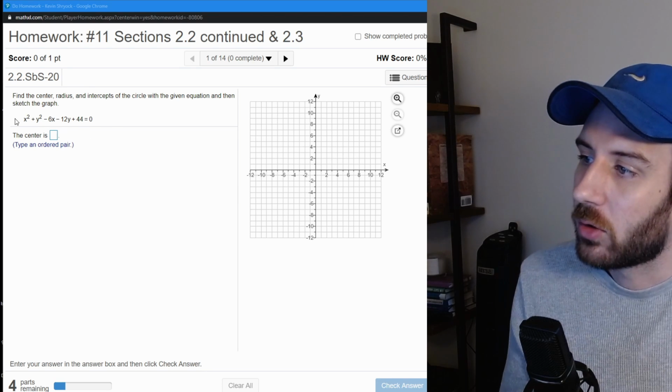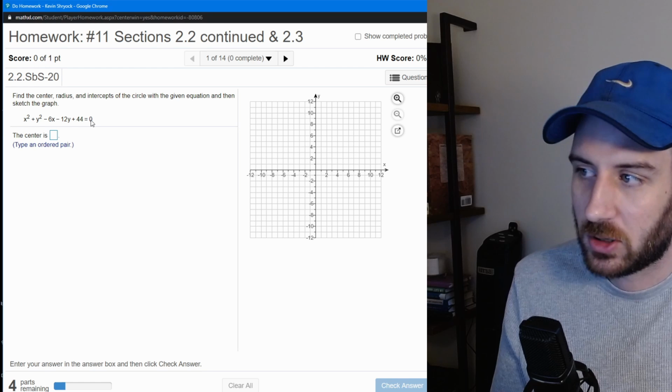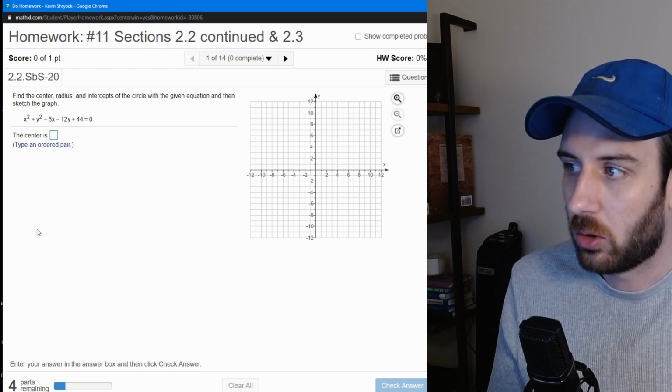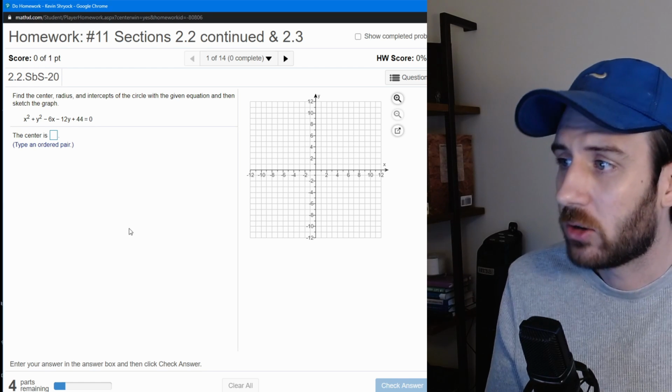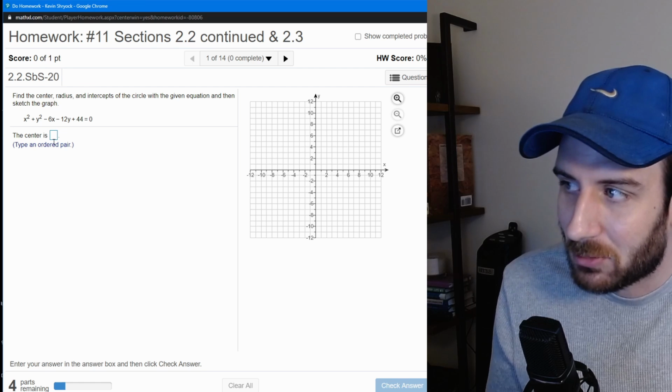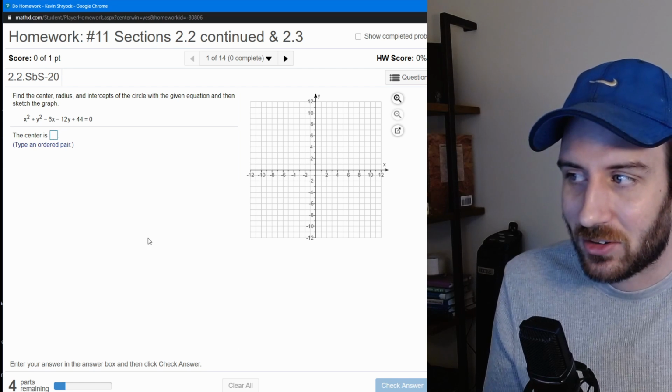So here we have an equation. It's an equation because I've got an equal sign, I've got plenty of variables, so it's actually a variable equation. And the claim in this problem is that all of this is a circle.